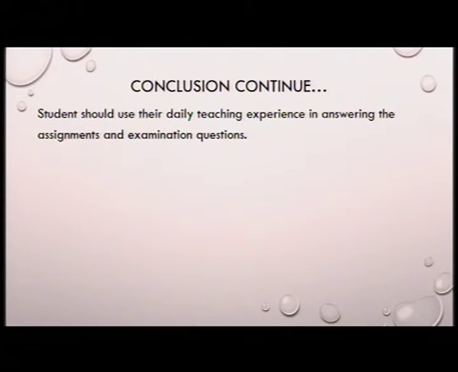Now, students should use their daily teaching experiences we have discussed, and what you are doing in your classroom. You must be able to use that experience to answer questions in an examination or in an assignment. Try to use practical examples of things that you are doing in the classroom, because that will help us to know that you are connecting the theoretical knowledge that you learn from the book, that you learn from what we are discussing now, and you are putting it into practice in your classroom. That is the most important thing of being a teacher, that you must connect theory to practice.